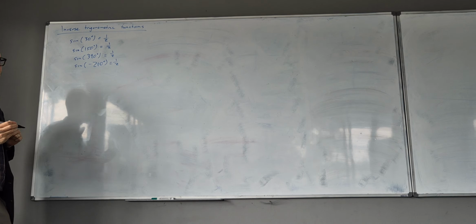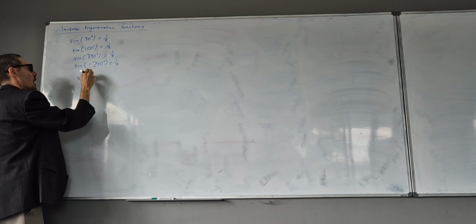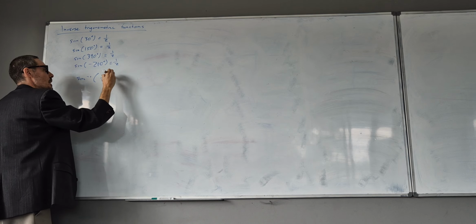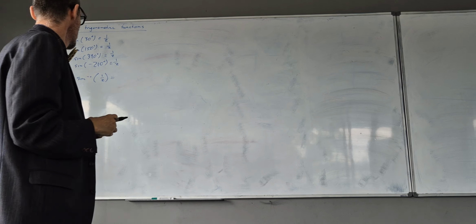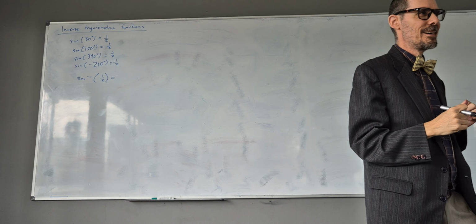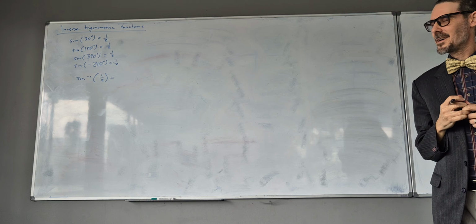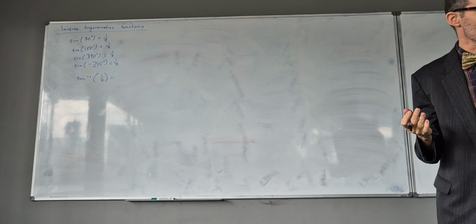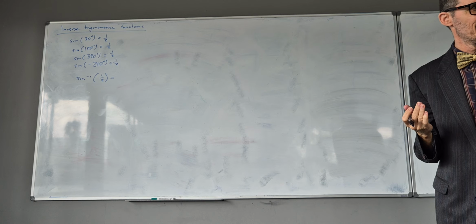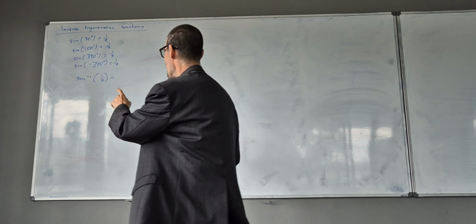Half. Okay, so then, what is that angle? It's 30, 150, 390, negative 210. It's ambiguous, right? How does your calculator know which one to give?